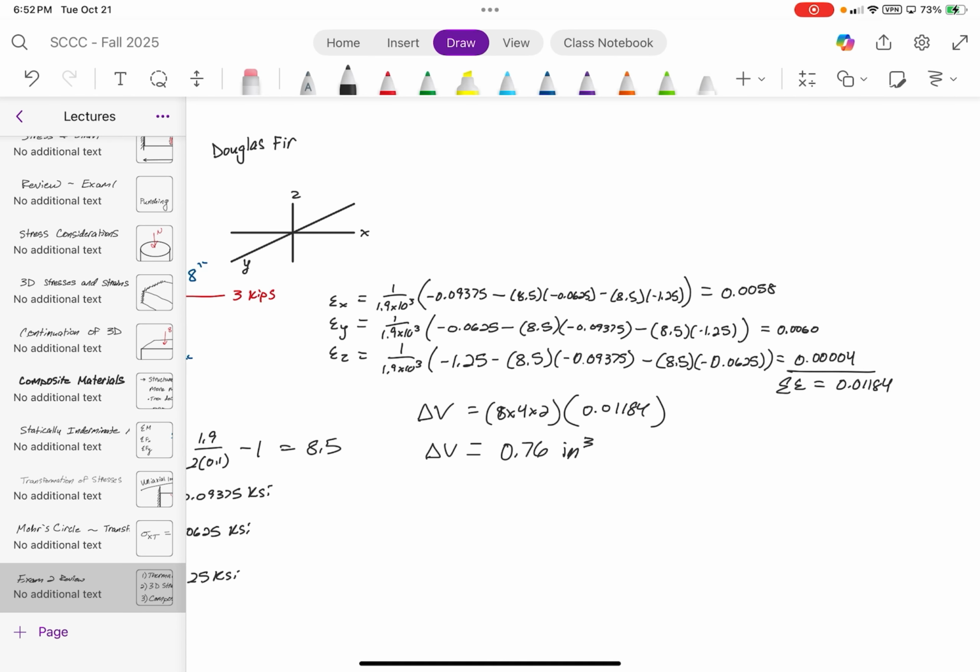This is where you're going wrong. You're off by 1,000 because of the modulus of elasticity. You did 1.9 times 10 to the 6. You put it in PSI, but you left your stress in KSI. You should have done 1.9 times 10 to the 3. This makes sense to me.